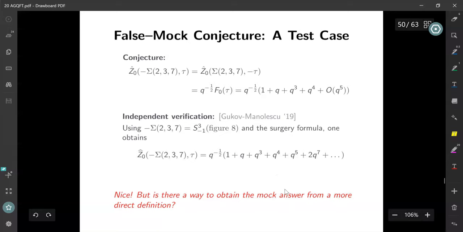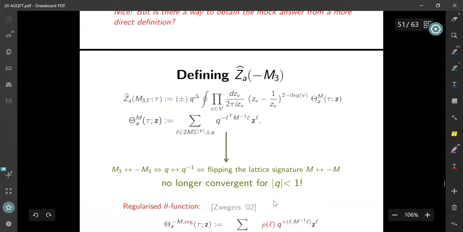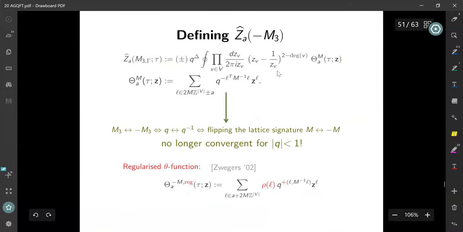Okay. That's very nice, but is there a way to obtain the answer from a more direct definition? I'm tempted to say yes, by fixing this broken definition here. Because we know that if you have a theta function with the wrong signature, there's actually a way to fix it by including a regularization factor. And Zwegers, following the work of Vignéras, actually studied this regularization factor.